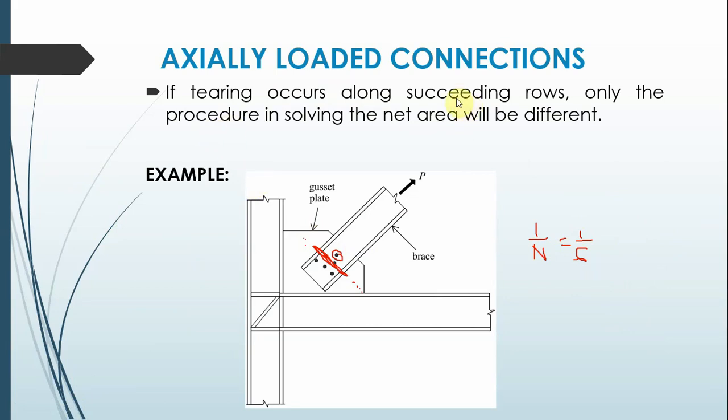If tearing occurs along succeeding rows, only the procedure in solving the net area will be different. So for tensile rupture stress, this is where you analyze it. It's easy. Our next three videos will be problem solving regarding these tension members. I hope you understood everything I discussed, and see you in the problem solving. Bye.